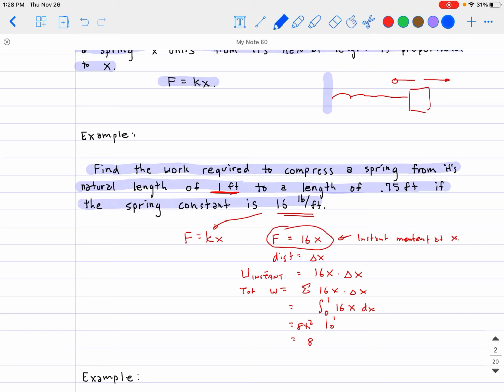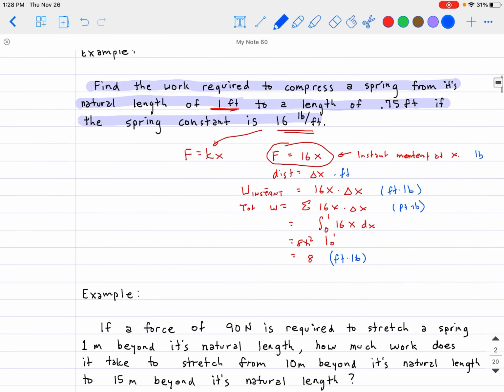The unit for this, let's see if we can keep track of it. Force, if you remember, is going to be in terms of pounds. Distance is going to be in terms of feet. So if I'm solving for the work, as we said earlier, that's going to be foot-pounds. The summation of every one of those single situations is also going to be foot-pounds. So in conclusion, my answer is going to be in foot-pounds, just as we said earlier.